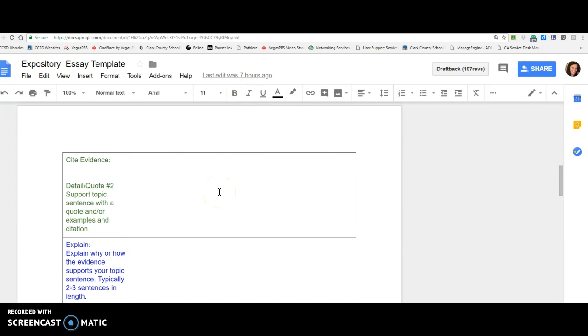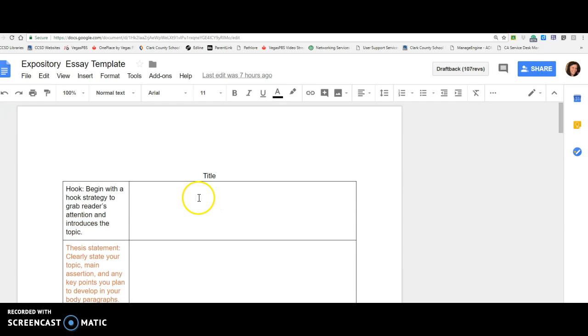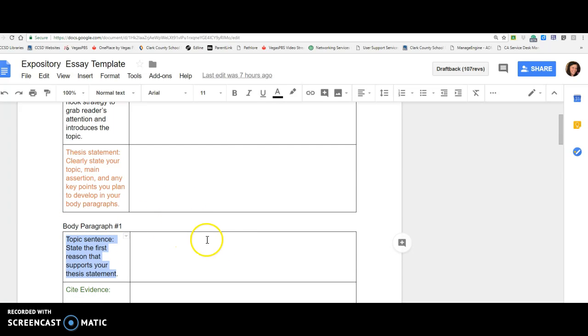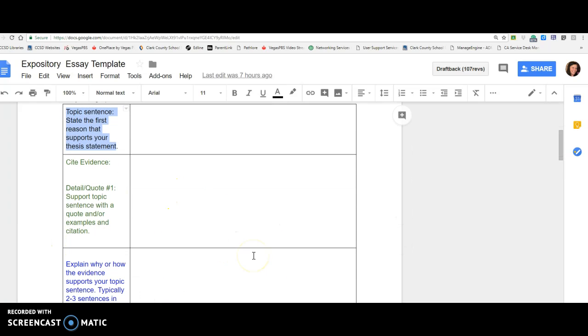This is going to prepare you for your 5-paragraph essay which you will write near the end of the unit. But we're only focusing on body paragraph number 1. We're only filling in body paragraph number 1. And this is just a rough draft. This is just your template. So how do you fill this in?